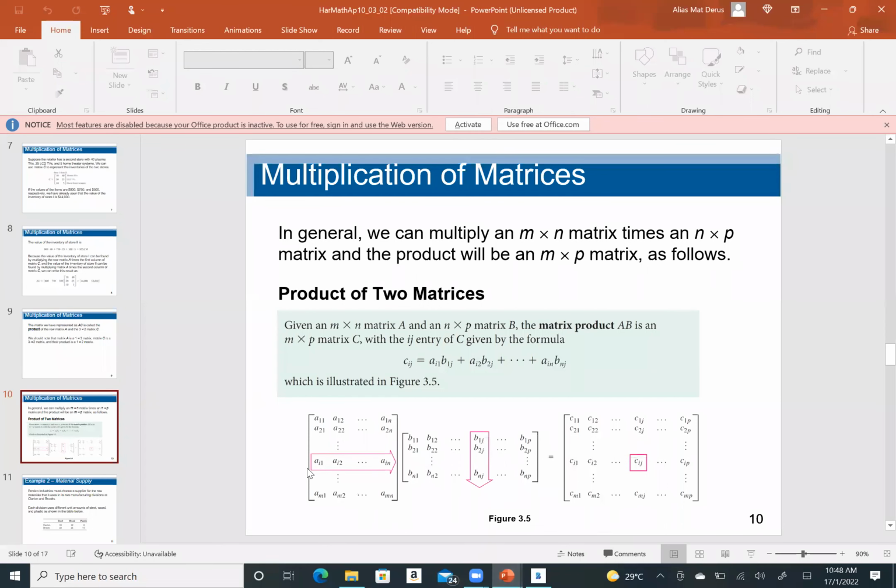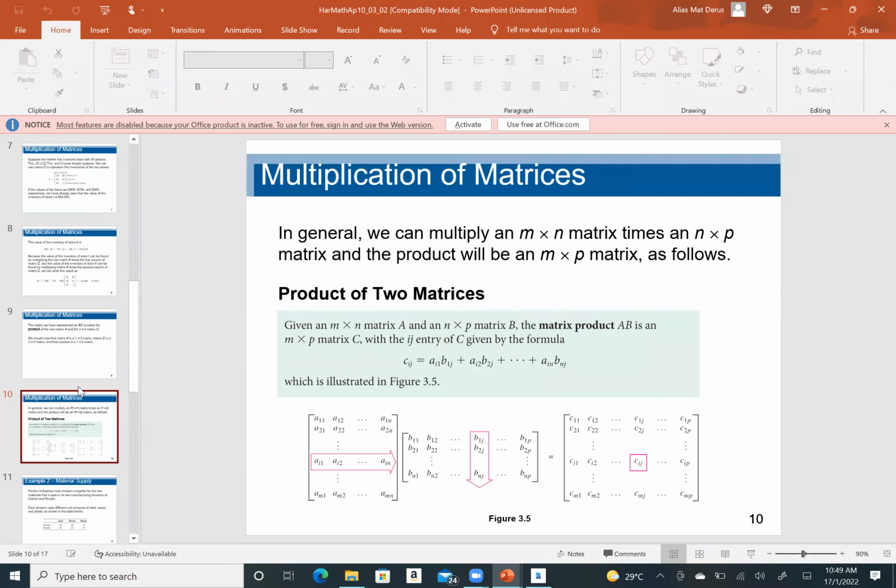In general, if I multiply row I of A, and then I multiply with the B matrix, column J, so you got AI1 and so on, and then B1J, B2J, up to BNJ. So you multiply, but what do I get? I get Cij. So that is the principle of multiplication.